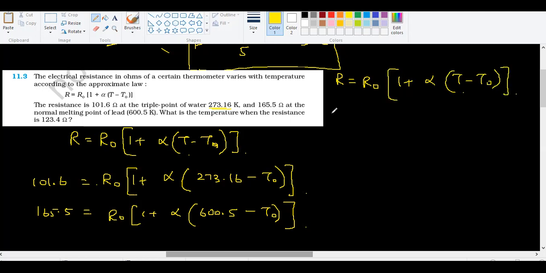So if I take this as the resistance, 165.5, and R naught, I am going to take this as the reference, so 101.6. 1 plus alpha, I do not know; alpha is a constant. So T minus T naught. What is the temperature? 600.5. Minus, what is T naught? That's the reference temperature, so 273.16.